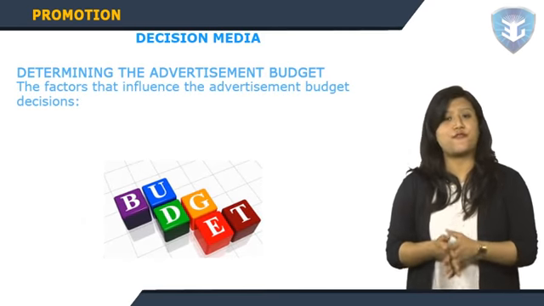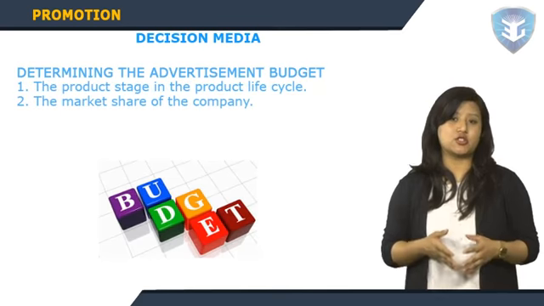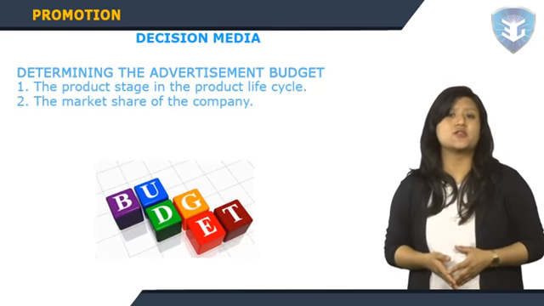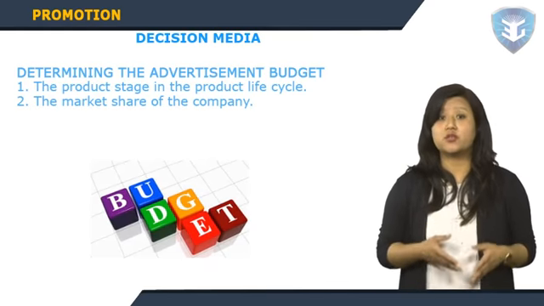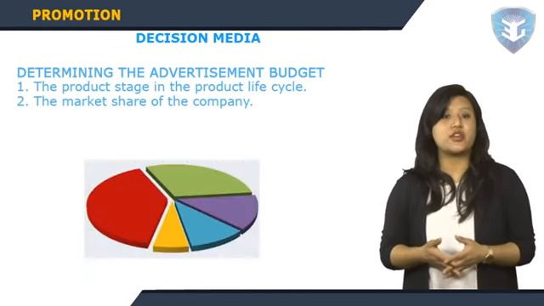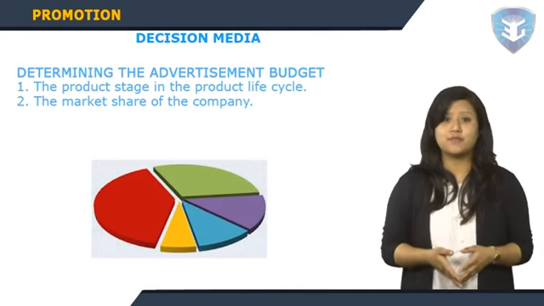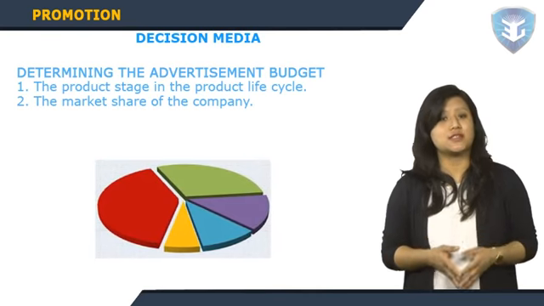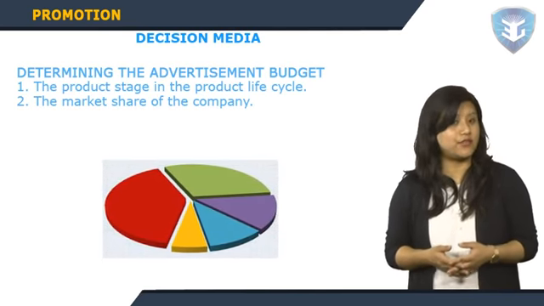We will discuss the factors that influence the advertisement budget decisions. The product stage in the product life cycle. In the introduction stage of product life cycle, company spends more money on consumer to inform about the product and to create the awareness. The market share of the company. If the share of the company is high, it tries to defend by heavy advertisement, and if it is low and market is attractive, organizations promote company's product heavily.